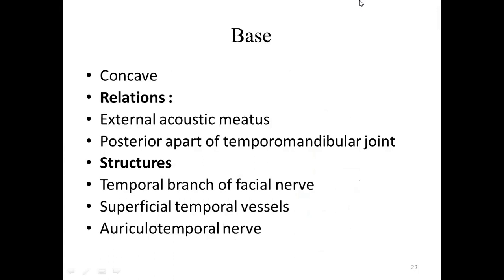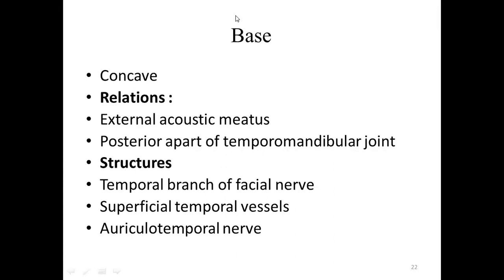Then about the base. The base is concave, directed upwards. Relations: there is the external acoustic meatus and the posterior part of the temporomandibular joint. And structures at the base: the temporal branch of facial nerve, definitely, and the superficial temporal vessels.